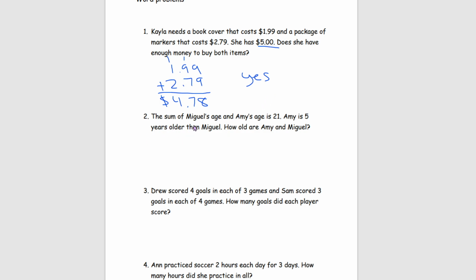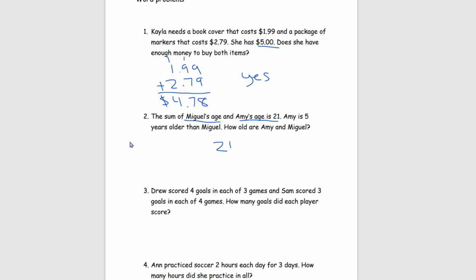And lastly, the sum of Miguel's age and Amy's age is 21. Amy is 5 years older than Miguel. How old are Amy and Miguel? So we know that the sum of Miguel's age and Amy's age is 21. So we know that our numbers cannot exceed that. So let's think of the possible solutions. We know that Amy's age always has to be 5 years older.